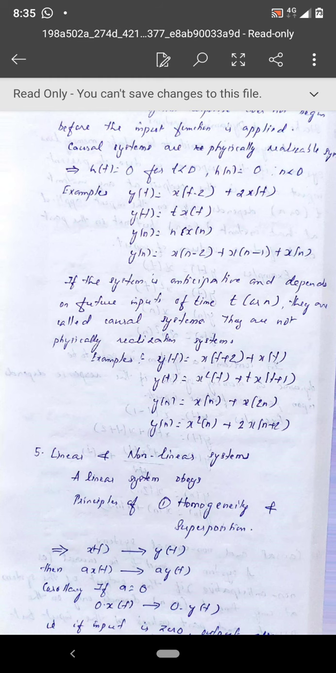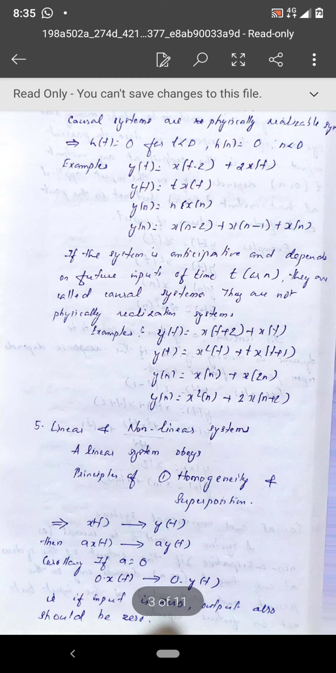Okay, so such systems will depend on future inputs. Okay, so such a system is a non-causal system. You can see the examples there, that is x of t is a present input, but x of t plus 2 is a future input. Okay, and the second example, the output y of t depends on present as well as future input, that is t into x of t plus 1 is a future input.